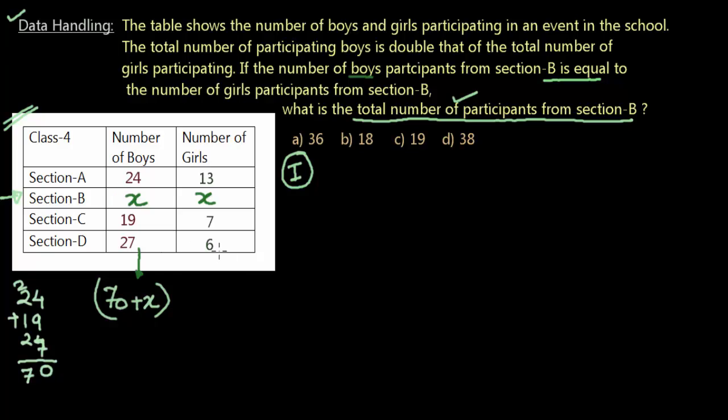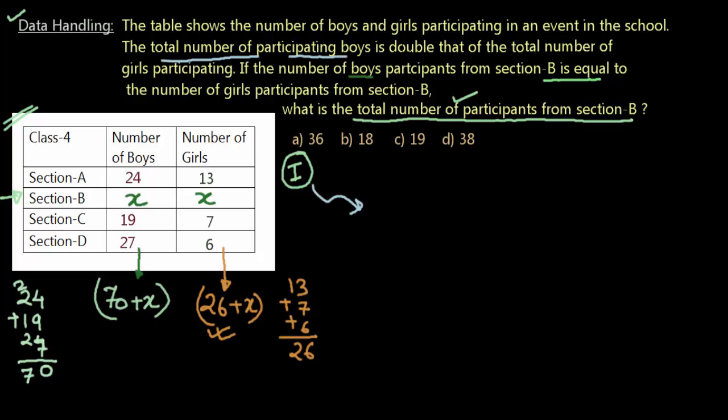Now the total number of girls, let us add this up also, will be equal to 13 plus 7 plus 6, which is 26, plus X. This is the number of girls. Next, you see that it is said that the total number of participating boys is double that of the total number of girls participating. So the total number of boys, that means 70 plus X, is double, means twice, the total number of girls, that is 26 plus X.